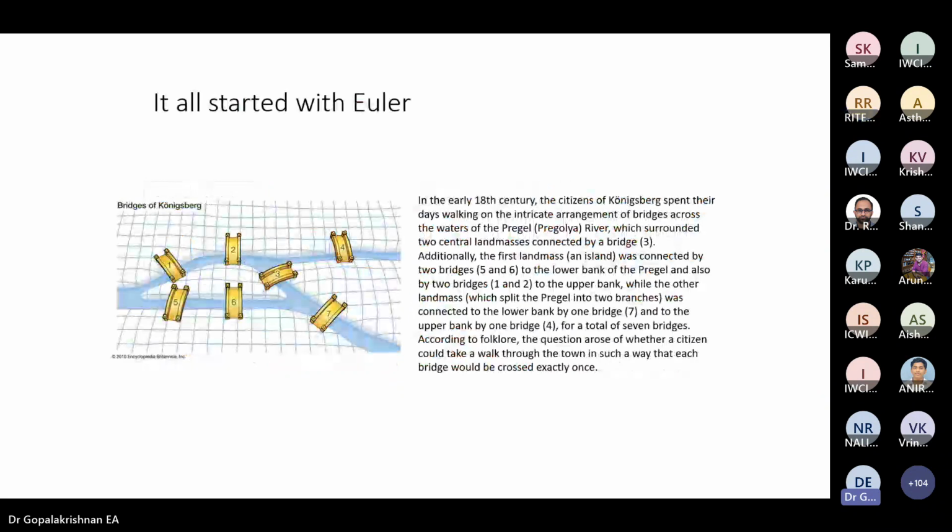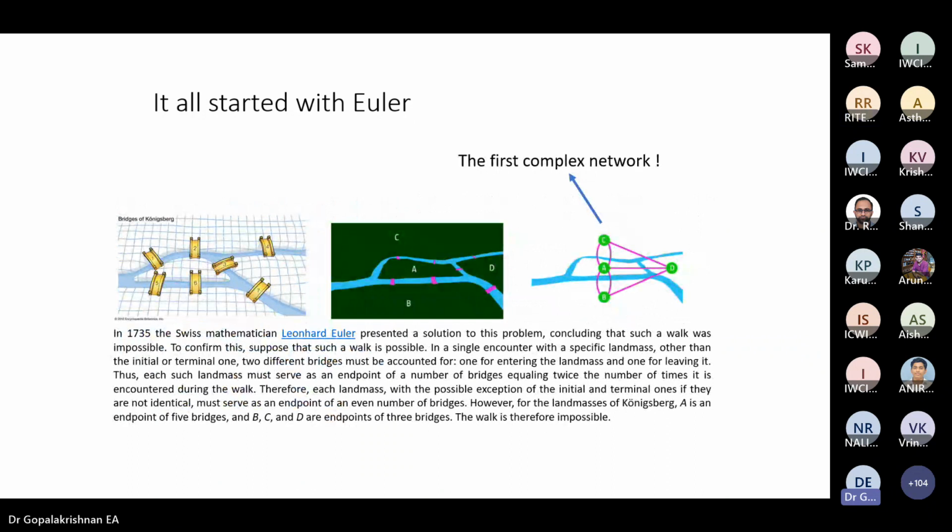So now coming to this model of complex networks, it all started with Euler. Euler wanted to solve the problem of bridges. The land masses are connected by certain bridges, and you need to start from somewhere and end at the same point without crossing a bridge twice. That was the condition. How do you solve it was the problem. Then Euler turned this problem into a graph and solved it like a graph.